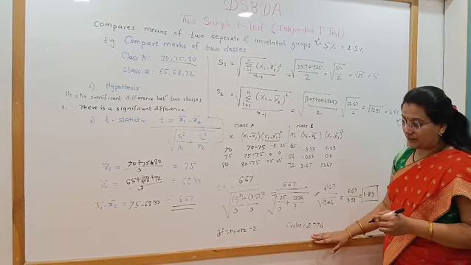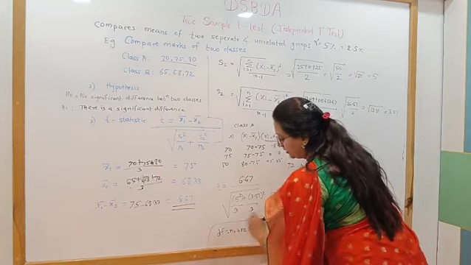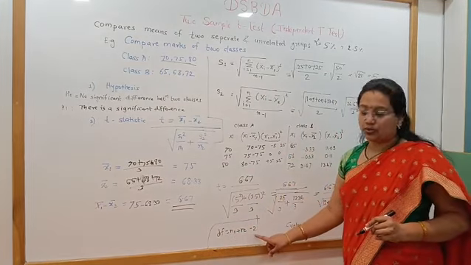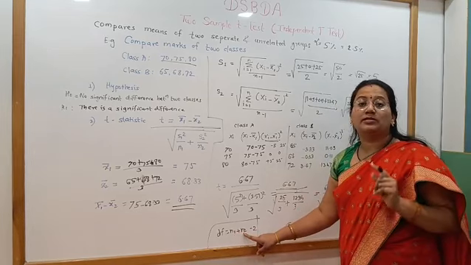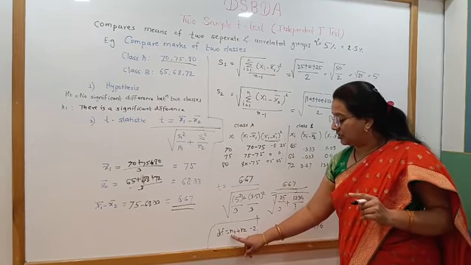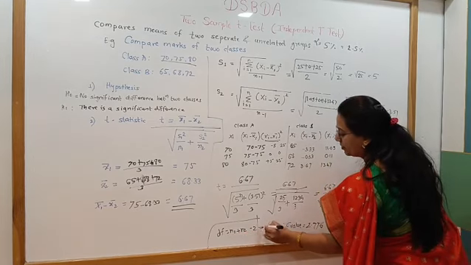So how did I calculate this value? First I calculated the degree of freedom. The formula for degree of freedom for this test is N1 plus N2 minus 2. N1 is the total samples in class A. N2 is the total samples in class B. So it is 3 plus 3, that is 6. 6 minus 2 is 4. So degree of freedom is 4.